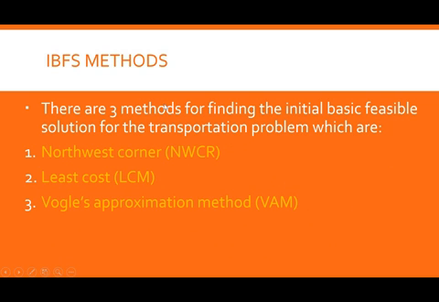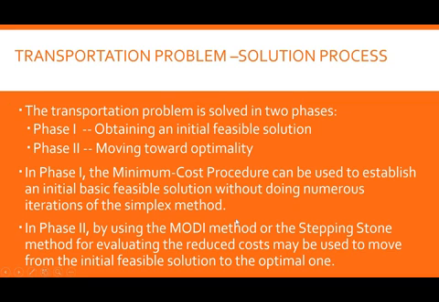So for computing IBFS, we have three methods. They are the northwest corner rule, the least cost method, and Vogel's approximation method. Similarly, for optimization, you have two methods: one is the Modi method, the other one is the stepping stone method. Okay, so these methods we will be looking into in the next session.